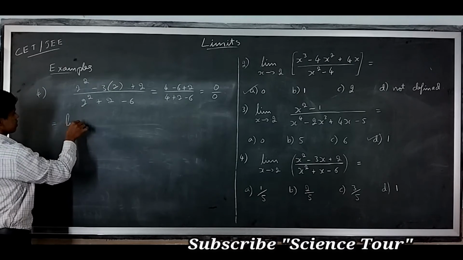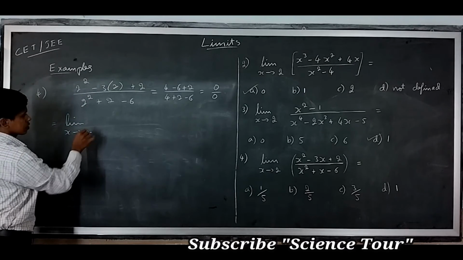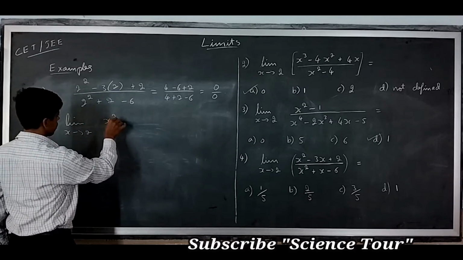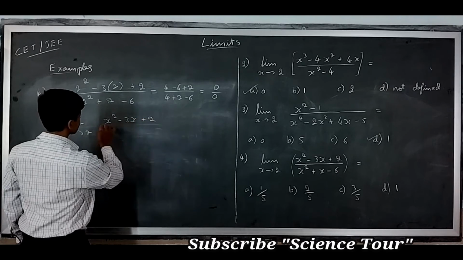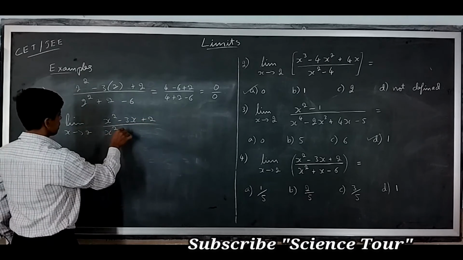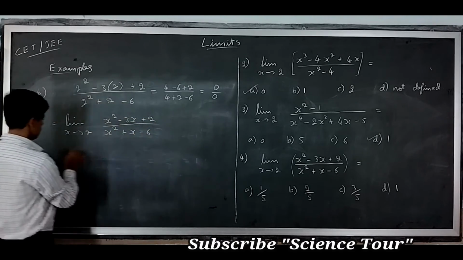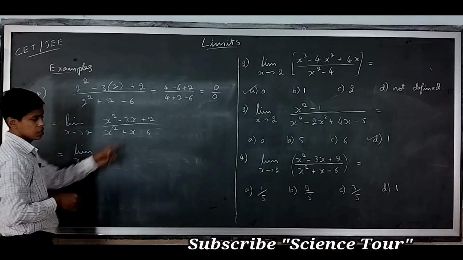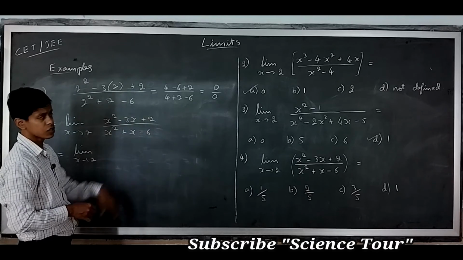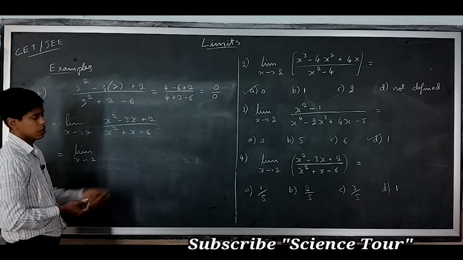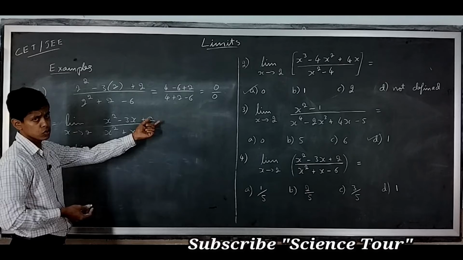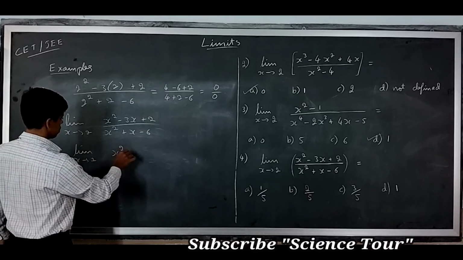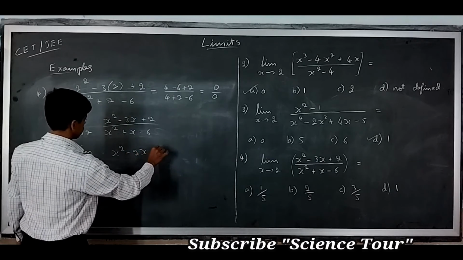So let me consider the limit again. X tends to 2, and so you have got x square minus 3x plus 2 divided by x square plus x minus 6. So how do you split? So look at this. You have minus 3. When you add, you should get 2. So obviously you have to split that 2. So you can write 2 ones are correct. So this is minus 2 and minus 1x.